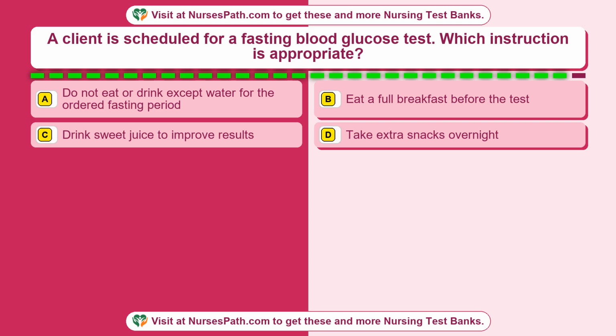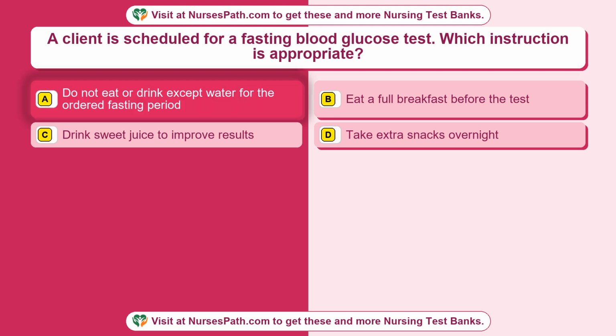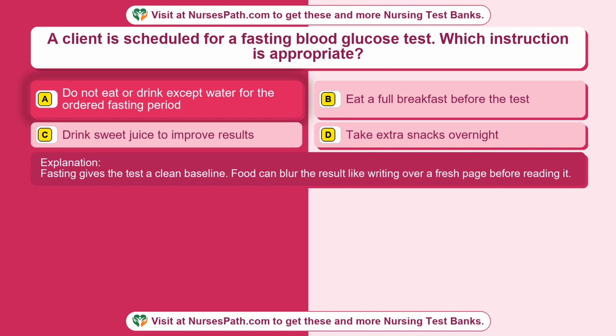Question 1. A client is scheduled for a fasting blood glucose test. Which instruction is appropriate? Option A. Do not eat or drink except water for the ordered fasting period. Option B. Eat a full breakfast before the test. Option C. Drink sweet juice to improve results. Option D. Take extra snacks overnight. The correct answer is option A. Do not eat or drink except water for the ordered fasting period. Fasting gives the test a clean baseline. Food can blur the result like writing over a fresh page before reading it.